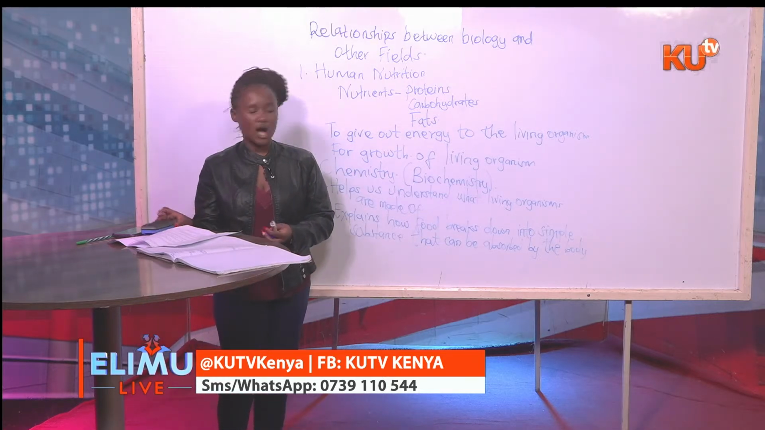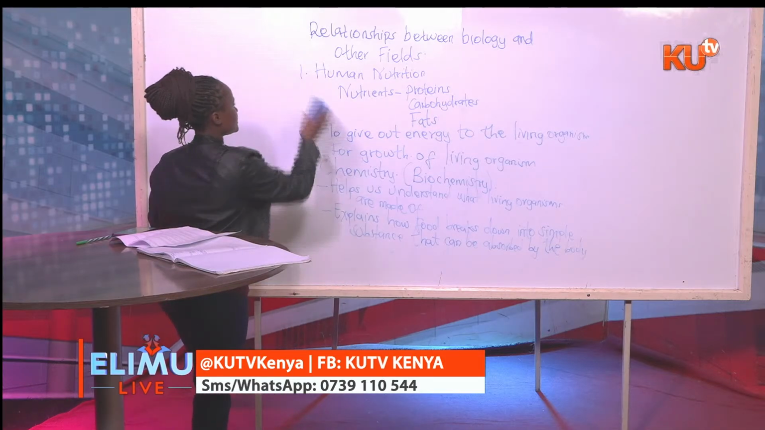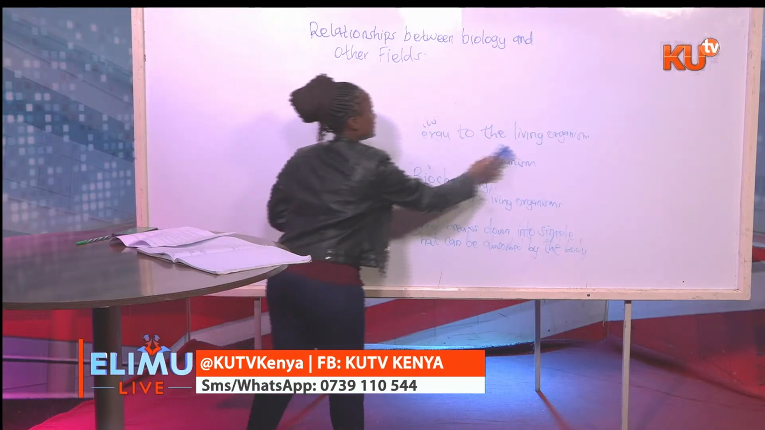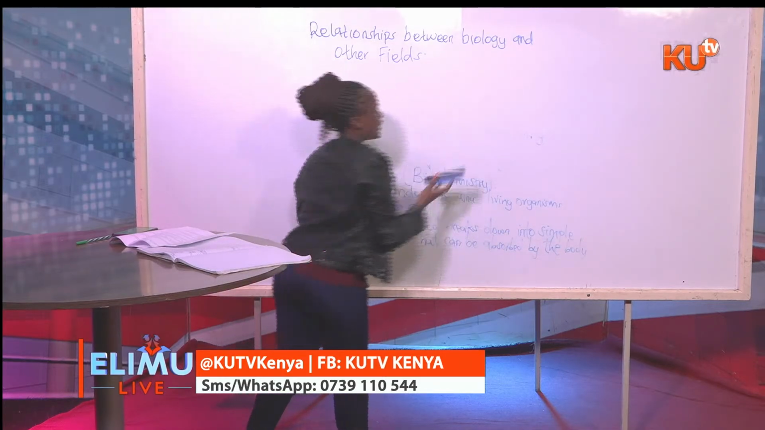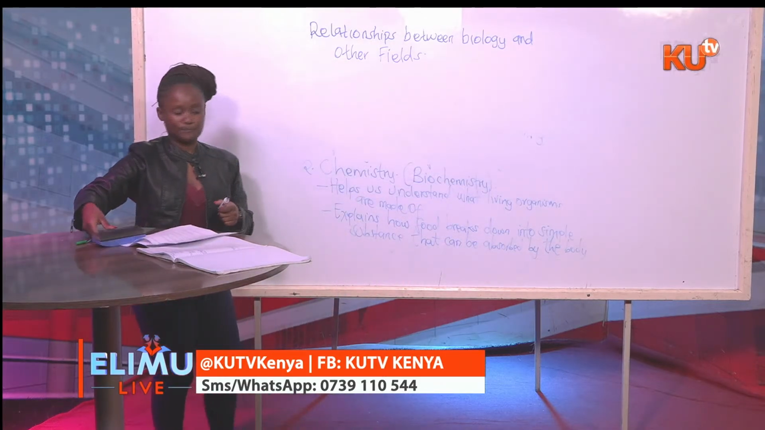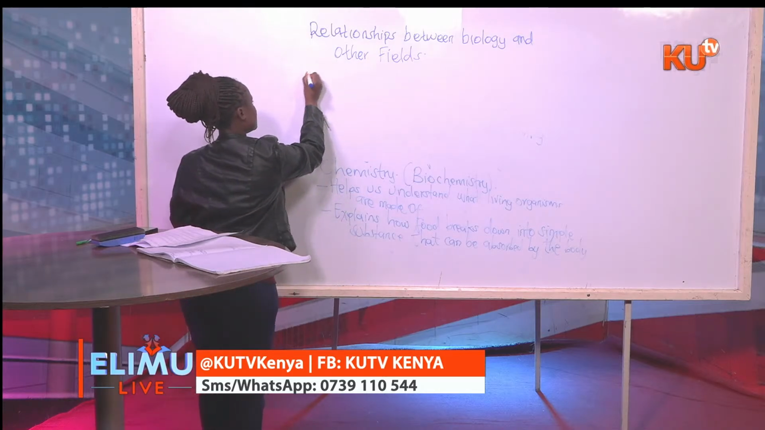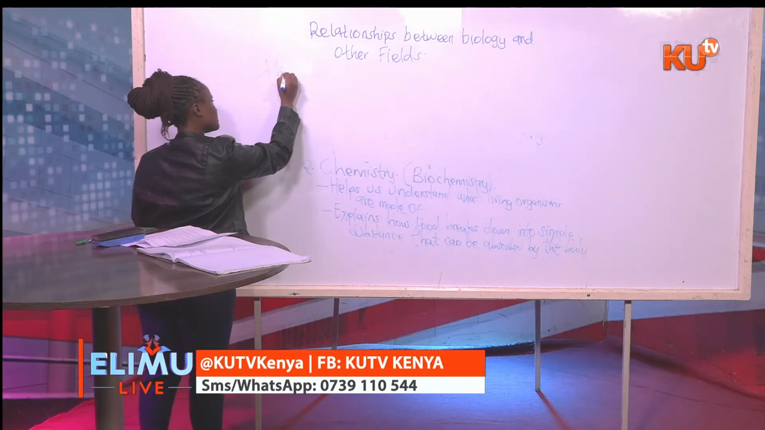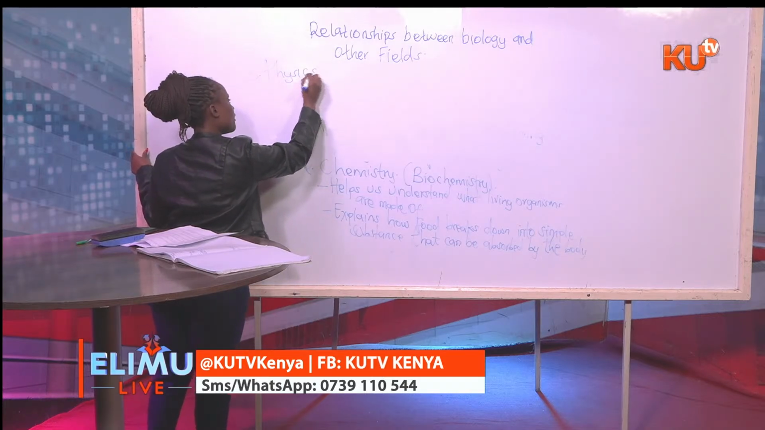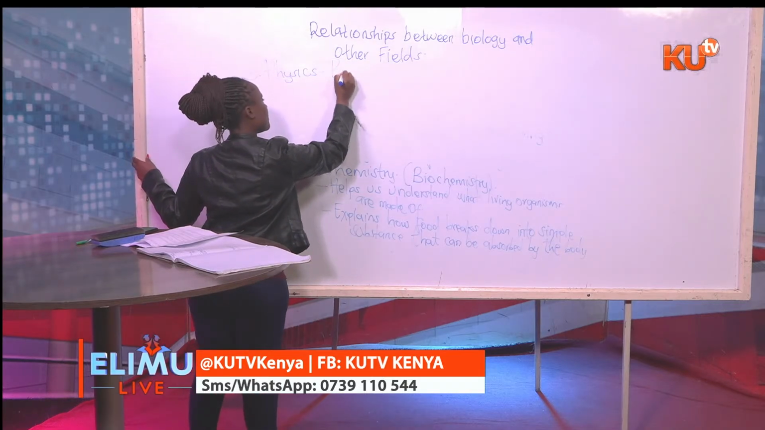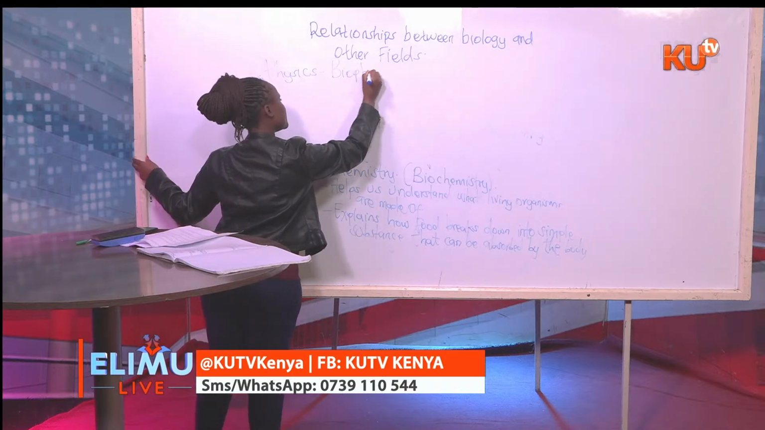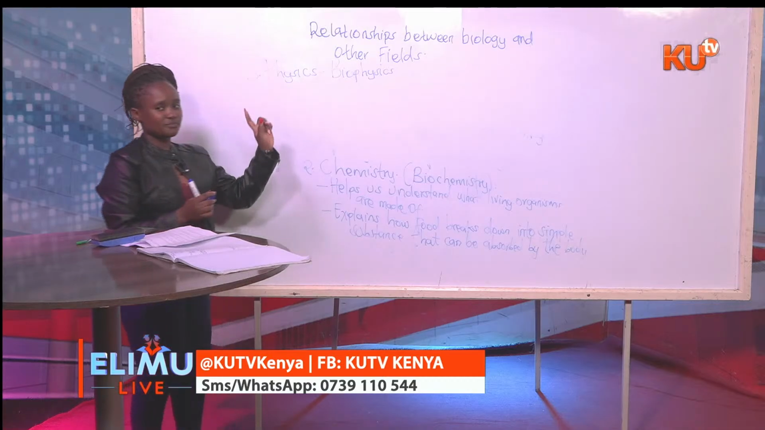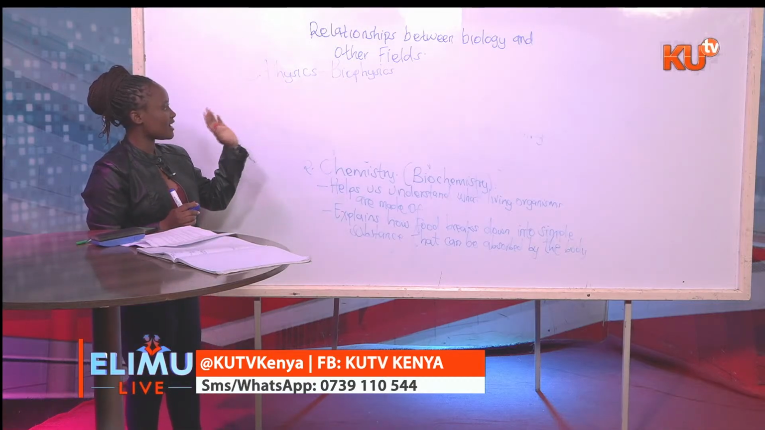Now we go to our third, and that is physics. How biology is related to physics. Our third, physics, which can also give biophysics. Relationship between biology and other fields.